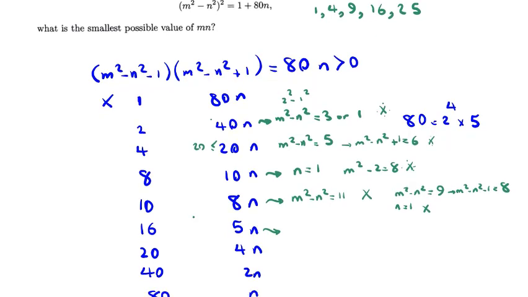For this one, if we check m squared minus n squared, if it is 16, m squared minus n squared plus 1 will be 18. Again, a contradiction. If this one is 16, then this one is 14. Again, a contradiction. If this one is 20, then this one will be 22, a contradiction. If this one is 20, then this one will be 18, a contradiction.